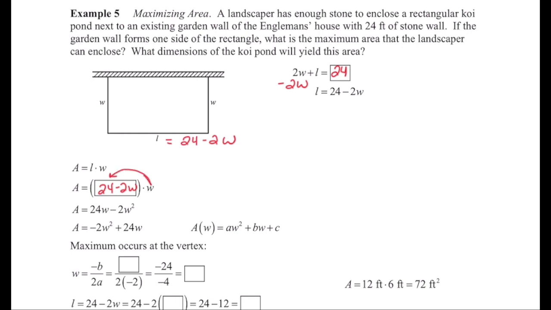Distributing, I'll have 24W minus 2W squared. And if I rearrange it, so I'm putting it into quadratic form, I have negative 2W squared plus 24W. So putting it from greatest to least, in descending order.